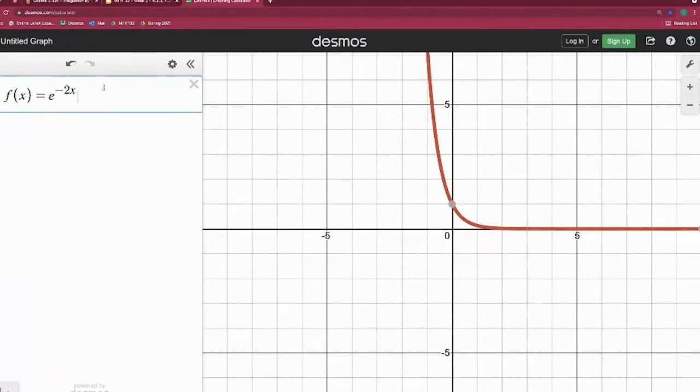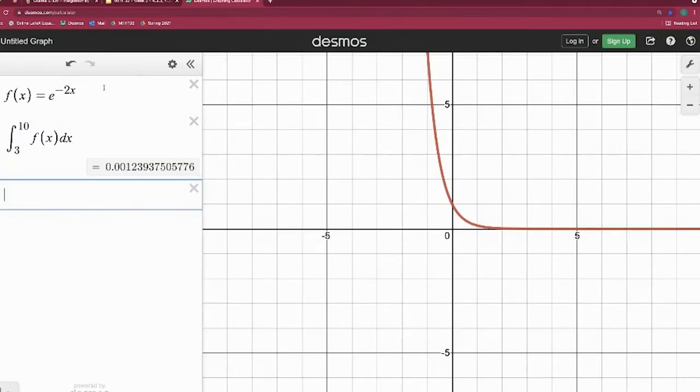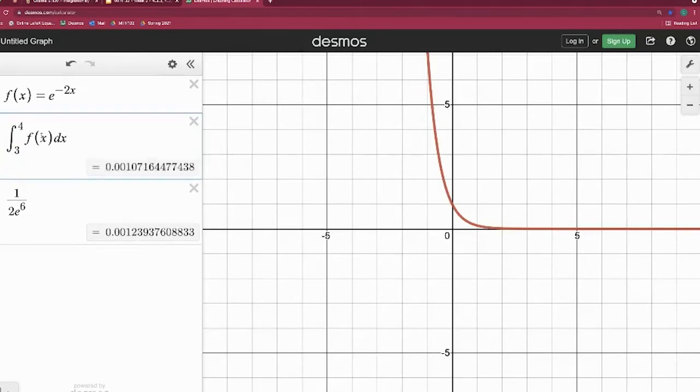What's cool about Desmos is you can do the integral from 3 to, I'm just going to do 10, of f of x with respect to x, and it spits out that value there. Just for reference, I'm going to do 1 over 2e to the 6th here, just so you get the value. Oh man, that just shows it right away. That's embarrassing. Okay, let's just do 4. Then here's 5, 6. Now we're supposed to go to infinity. 8. So what I'm going to do is put a 10 in there, and you can see it's pretty close already.